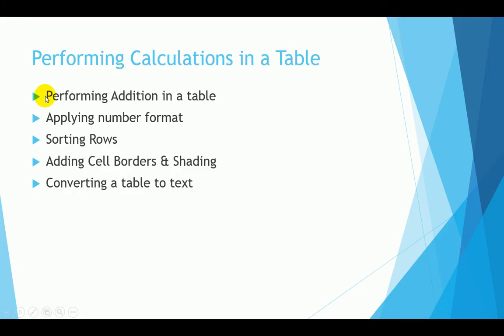In this lesson, we showed you how to add cells in a table, both in a row and a column. We also talked about adjusting the number format when we're doing that calculation. We sorted our rows. We showed you how to add cell borders and shading to our tables. And then finally, we wrapped up by converting our table to text. Most all of this stuff is done using the Layout tab or the Design tab of Table Tools.